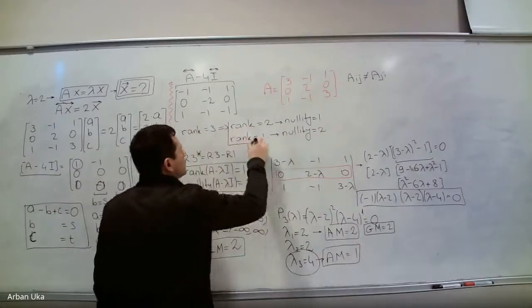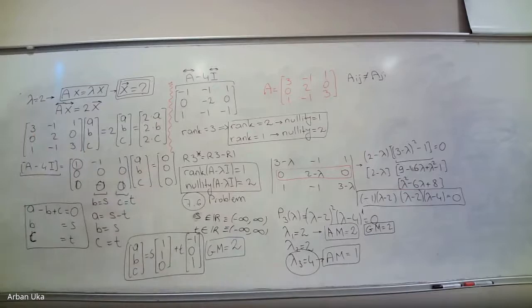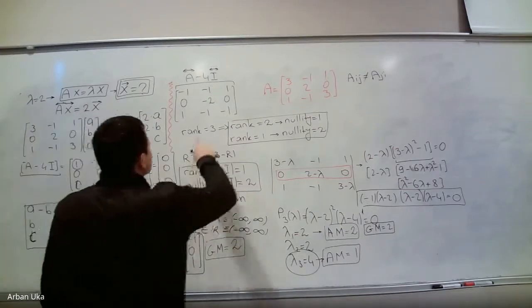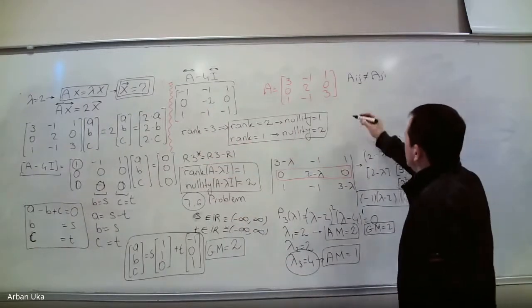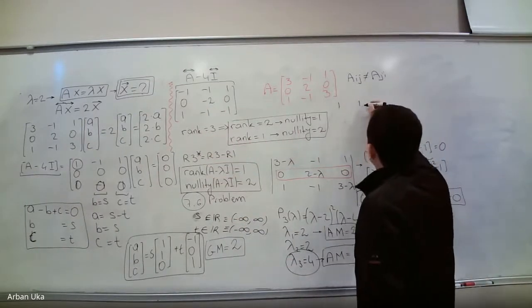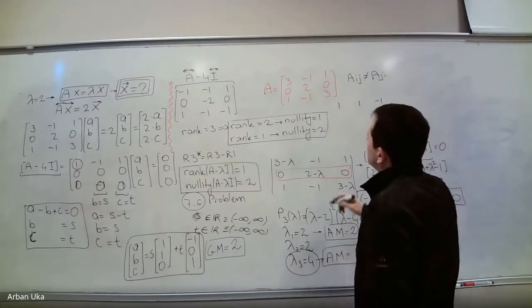The nullity would be equal to 2. So we don't know which one of these two options can come up. So let's try to obtain the reduced row echelon form of this matrix. Let's have this one, and let's multiply the first row by -1. We get here 1, 1, -1, and 1, 1, -1.